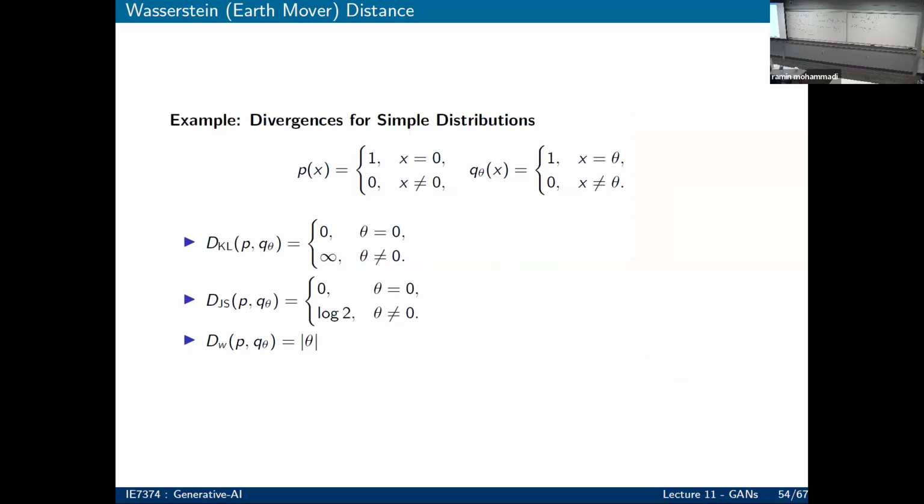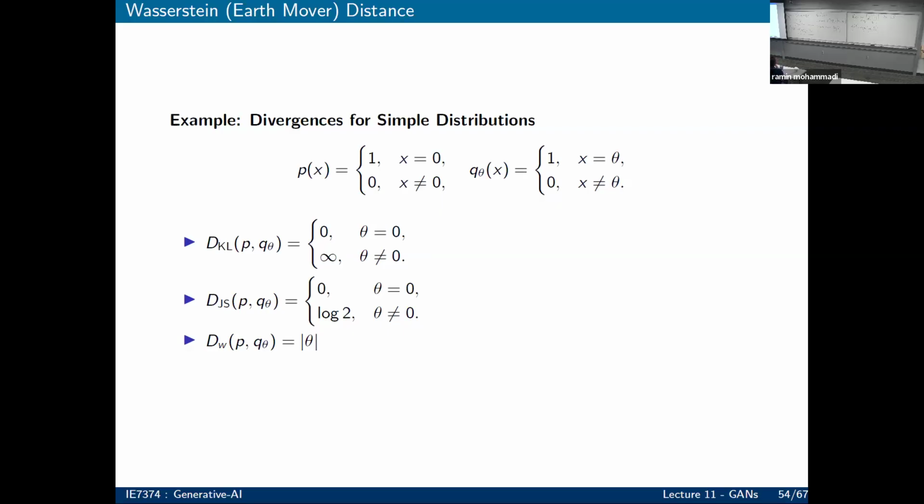Another example here: let's say you have these two distributions P and Q. P is the original data, Q is the data that you're generating. What we see here is that if x equals 0, P of x is 1, otherwise it's 0. For the generator, if x equals theta, it will produce 1, otherwise it will produce 0.